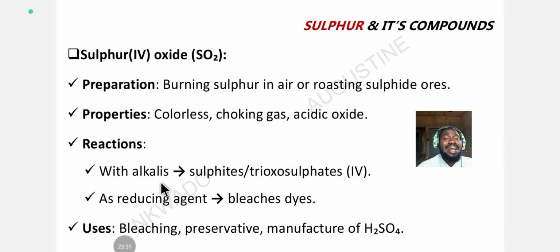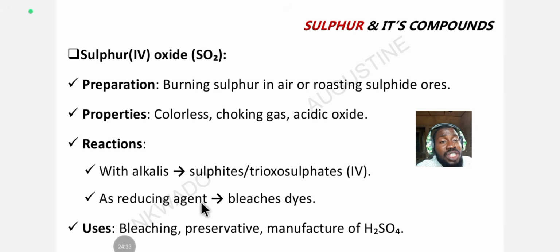Sulfur 4 oxide reacts with alkalis to form sulfides and triazosulfate 4 acid. This triazosulfate 4 acid is an unstable acid. So sulfur 4 oxide reacts with alkali such as sodium hydroxide to form sulfides or triazosulfate 4 acid. And most of the time, this triazosulfate 4 acid is later converted to tetraazosulfate 6 acid.